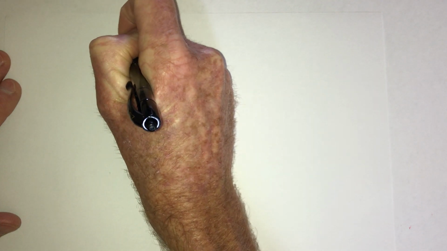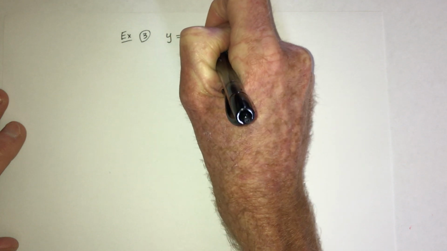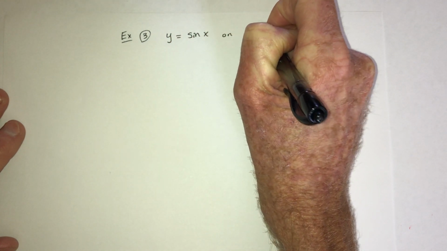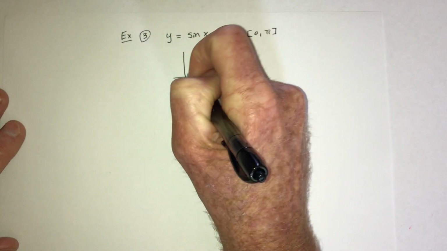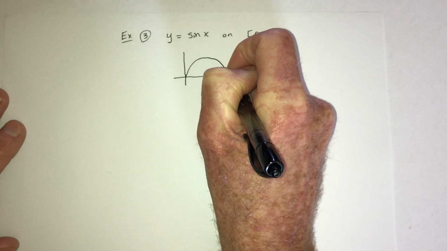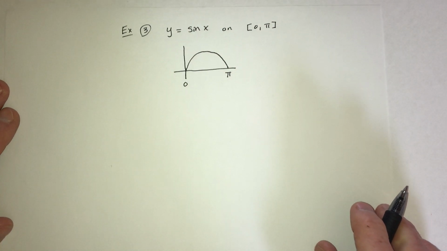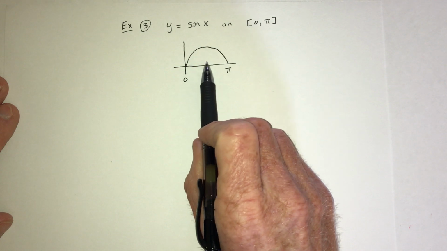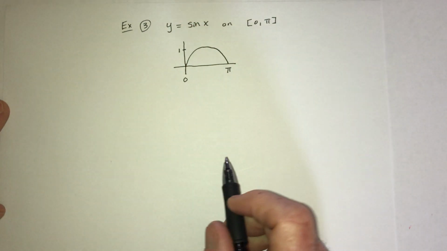Then for example number 3, let's go with y equals sine x on the interval from 0 to pi. So from 0 to pi, sine looks like this. There's 0, here's pi. How much area is in this little part right here? Well, the biggest that it gets is 1.